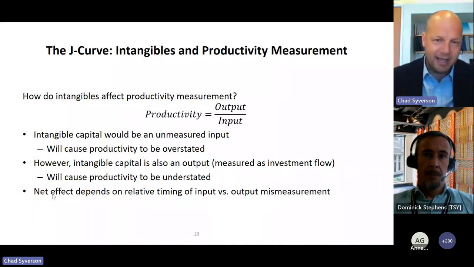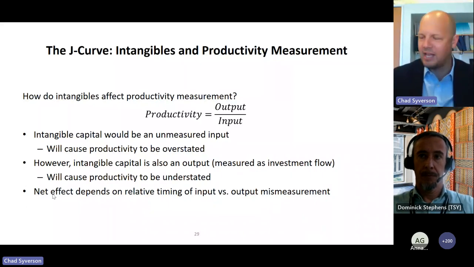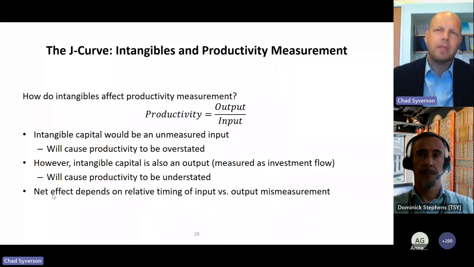Information technology is a kind of general purpose technology. They have a lot of different applications in a lot of different sectors. Well, if you've got a new general purpose technology that involves making a lot of intangible investments along with it, and just to be concrete, let's think about what might be the next general purpose technology, artificial intelligence.